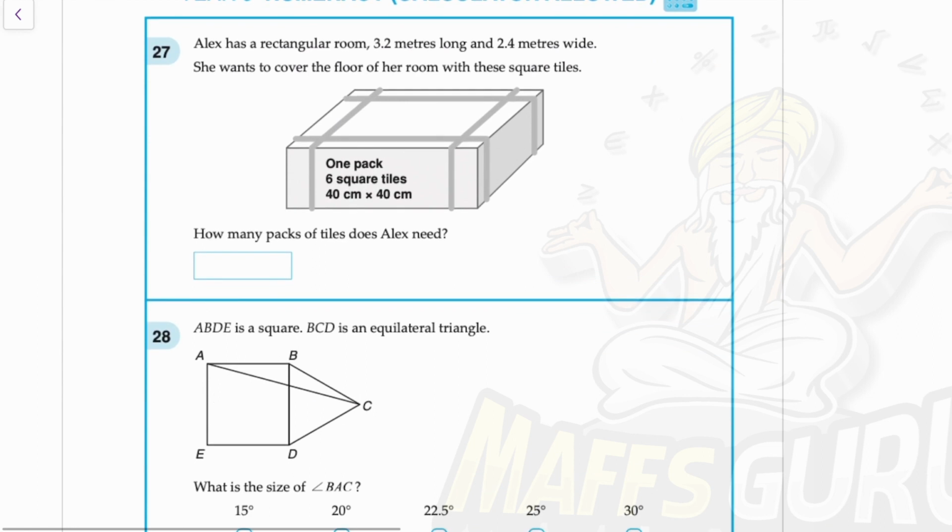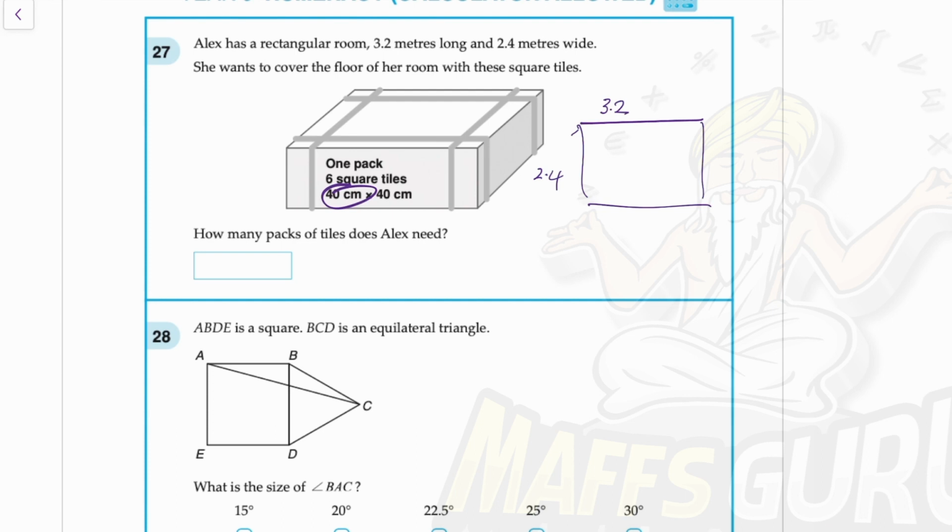Alex has a rectangular room that long and that wide. She wants to cover the floor of a room with these square tiles. How many packs of tiles does Alex need? Okay, ooh, here we go. So Alex has a rectangular room of 3.2 by 2.4. Now, first things first, we'll notice that's actually given in centimeters.